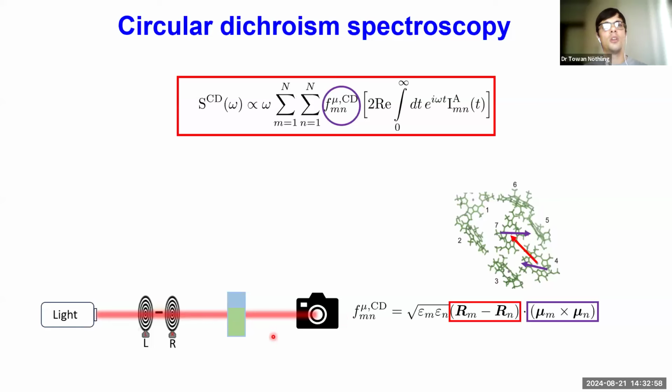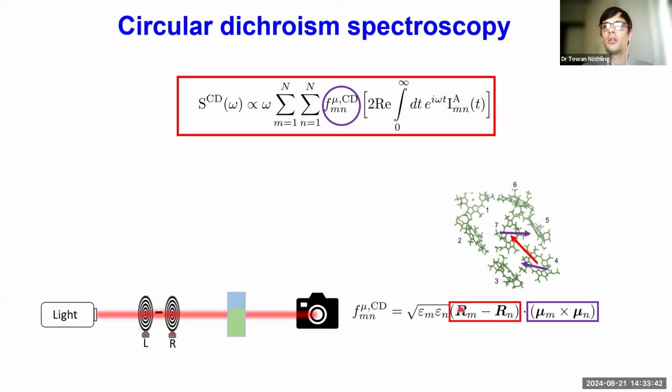We can also perform circular dichroism spectroscopy. In circular dichroism spectroscopy, we first insert a left circularly polarized filter in the light path and measure the absorption spectrum. Then we insert a right polarized filter into the light path and measure the absorption spectrum. And by calculating the difference of those two measured spectra, we can calculate the circular dichroism spectrum. The circular dichroism spectrum can be calculated with this dipole factor matrix.